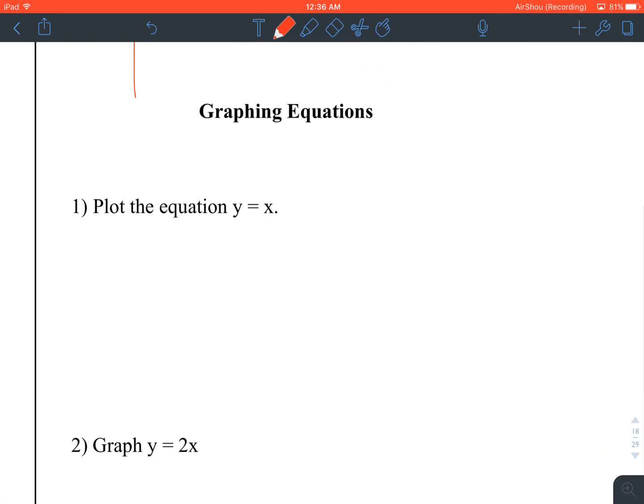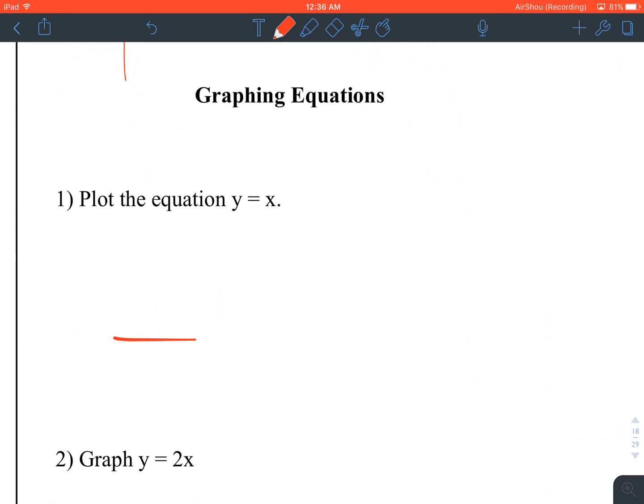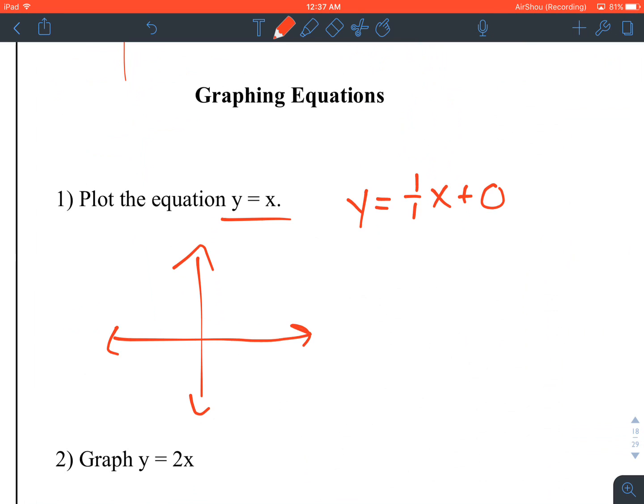How to graph a line? Well, it's real easy. You graph the y-intercept and use the slope to find other points. Y equals x is really y equals 1 over 1 times x plus 0. Y-intercept is 0. It's the origin. Slope is 1 over 1. So if we go up 1 to the right 1, or down 1 to the left 1, that's our line. Done.